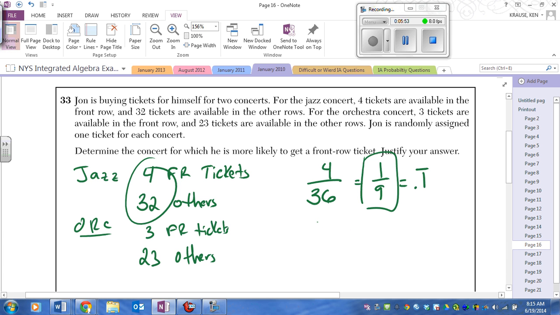This one is 3 out of 26. Because there's 26 total tickets, 3 of which are front row, so we're going to have to divide 3 by 26. 3 divided by 26, and I get 0.083 repeating.